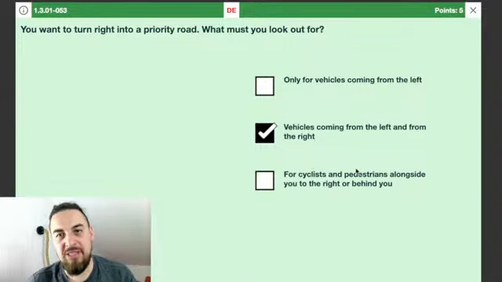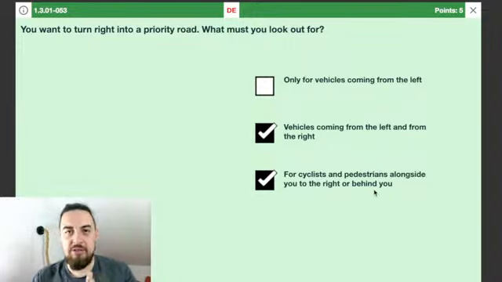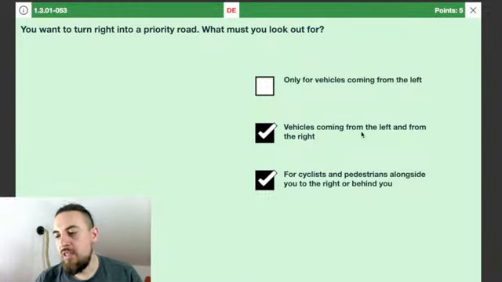Yes, definitely, because they are on the priority road. And exactly, 2 and 3. For cyclists and pedestrians alongside you to the right or behind you, because you will cross their way. So if they go straight ahead and you're crossing their way, they have priority too.